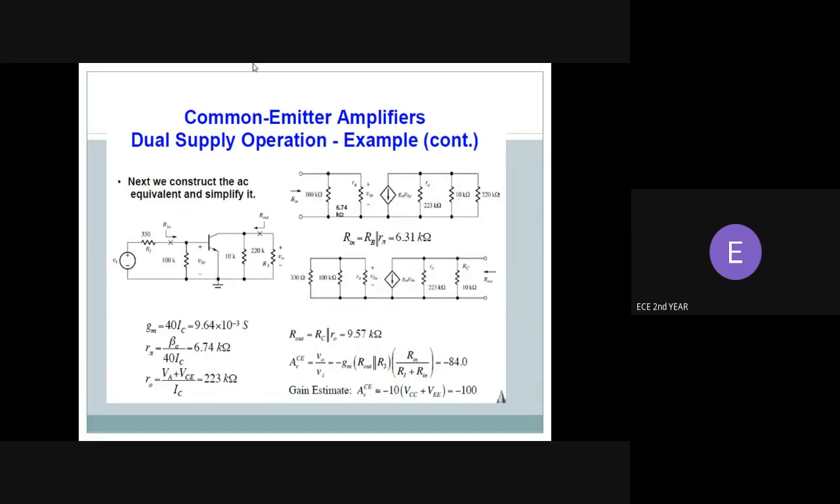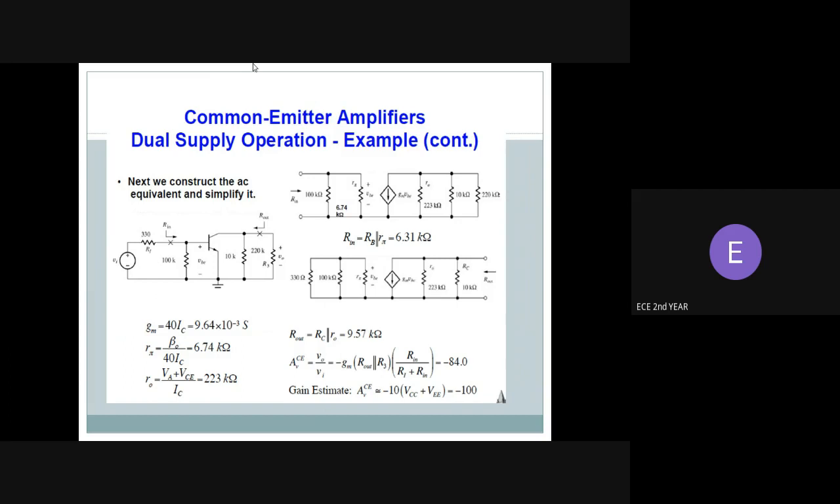The analysis continues over here with the common emitter amplifier operation example. In this slide, we can see everything we have covered: the transconductance gm, the input resistance, the output resistance, and finally the voltage gain. We have these three circuits with the small signal analysis model, and from these circuits we get all these quantities.